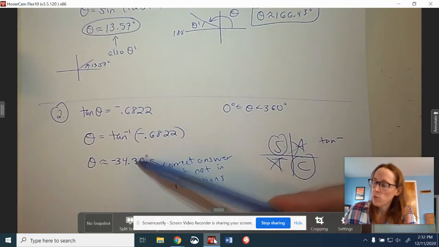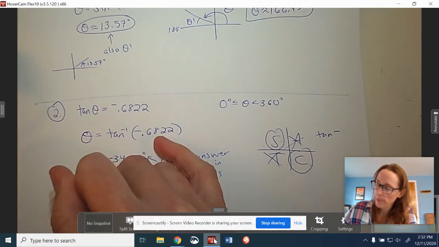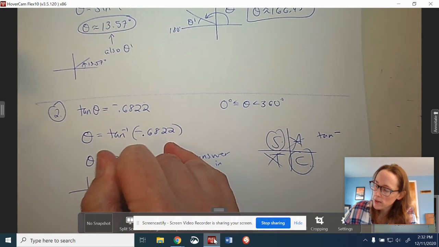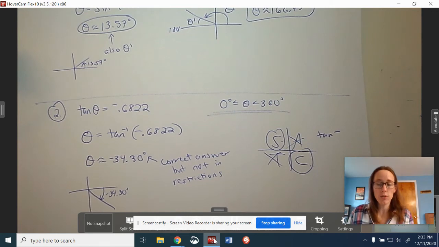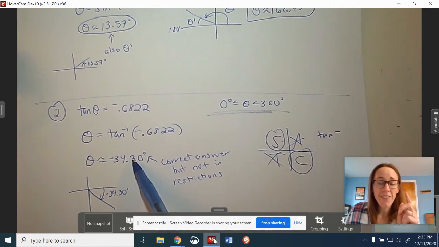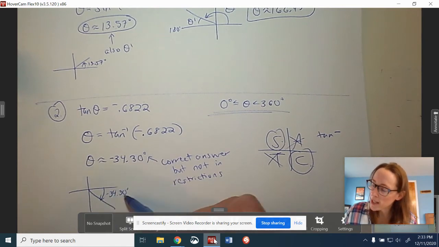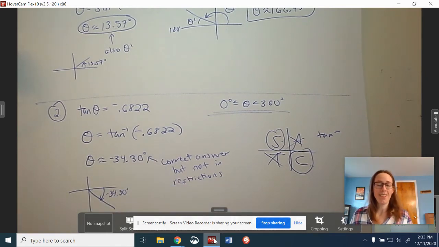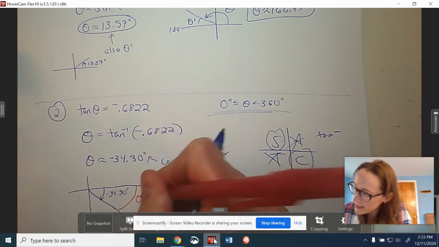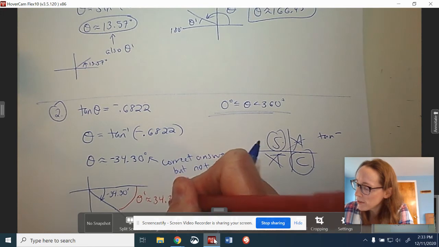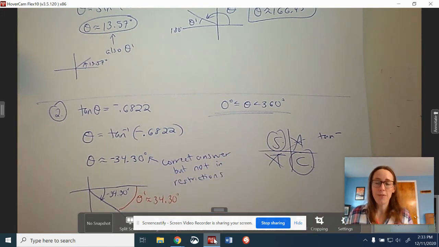If I were to sketch this, it would be quadrant 4. Let's sketch that over here. But I'm not allowed to use it because it's negative, and the directions say we have to stay between 0 and 360. We're not allowed to use negatives. So what we need to do is use this angle to find the reference angle and put it in the appropriate quadrants. So if this angle is negative 34.30, what's the reference angle? Well, the reference angle is just the positive of that, because we want the positive acute angle between the terminal side and the x-axis, and that is positive 34.30. So that's our reference angle.